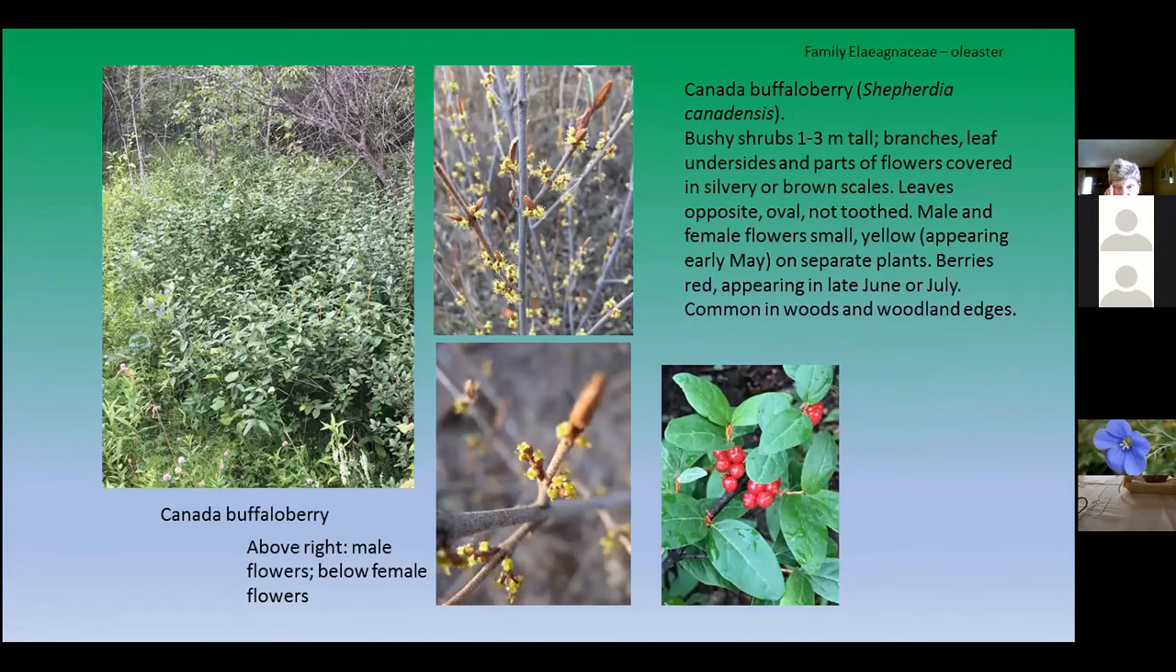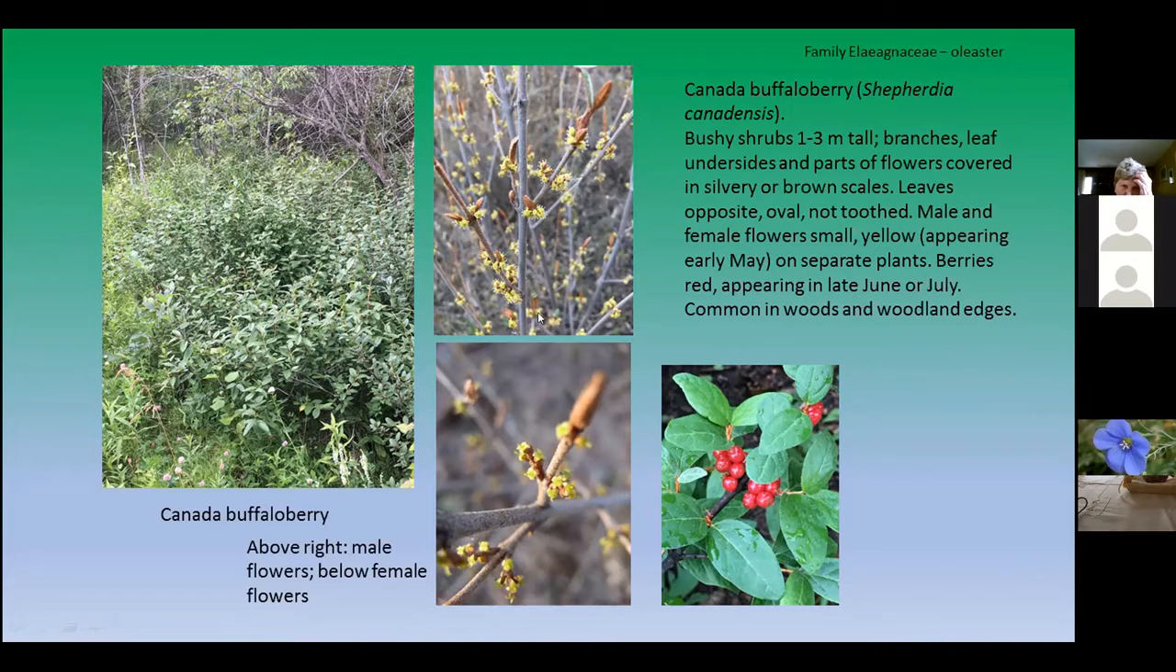Nor did I see any Canada buffalo berry, but this is a common forest species, a medium-sized shrub. It's in the Oleaster family, and this family is characterized by these rather strange, flat, scale-like hairs, which in Canada buffalo berry are brown, and they're on the undersides of the leaves, along the twigs, and even on the flowers, giving it this sort of brownish, scurfy appearance.